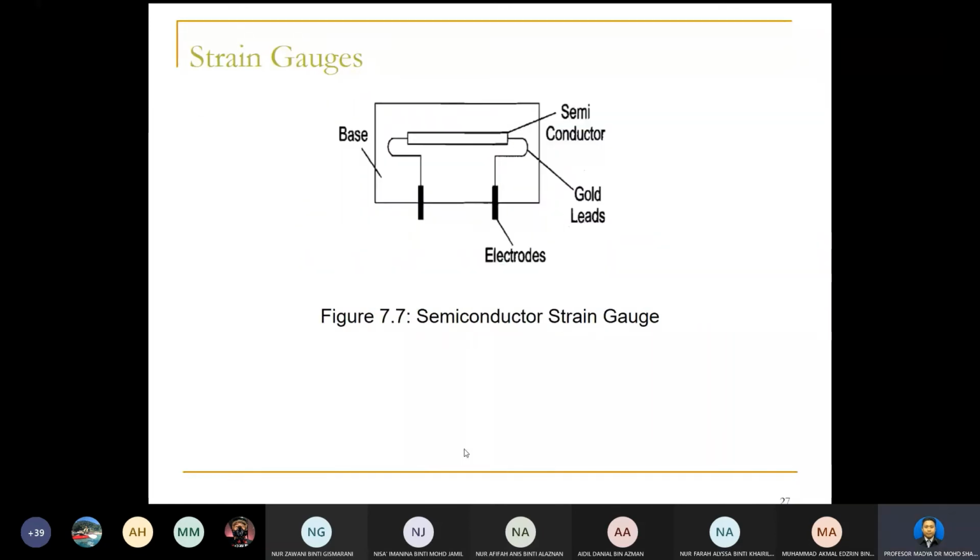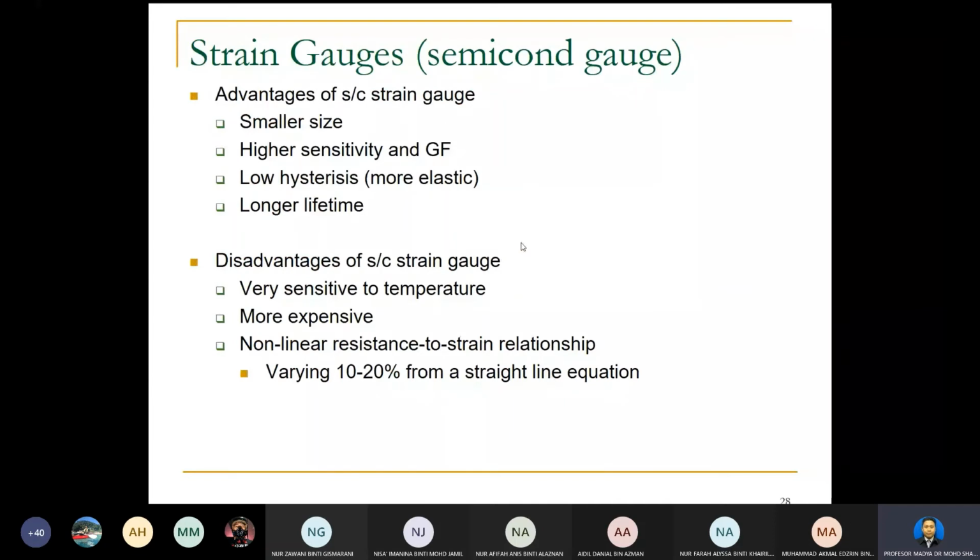So this is an example of the semiconductor strain gauge. This one uses a semiconductor, but the concept is the same. This one is for the positive, and they use a gold lead, and then they have the semiconductor. The advantages of the semiconductor are smaller size, higher sensitivity and higher gauge factor, low hysteresis, which means more elastic, and longer lifetime.